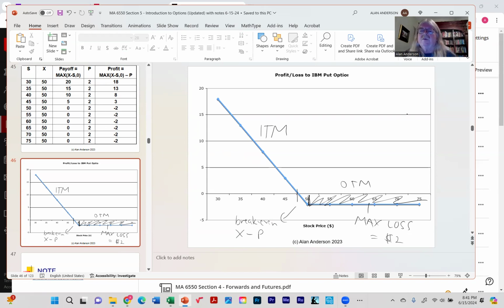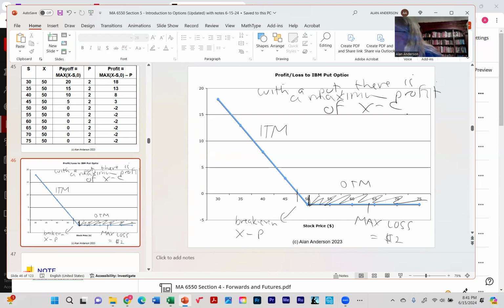Here's one important way in which the two are different, though, even though they're symmetrical from left to right. Remember with the call, the price can continue to go up so the payoffs and the profits will go up forever. Here, there is actually a maximum profit with a put. There is a maximum profit of X minus P, rather.